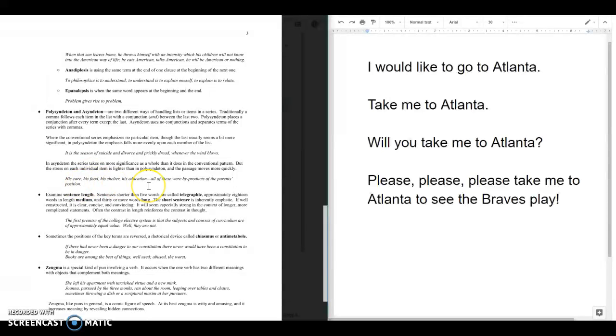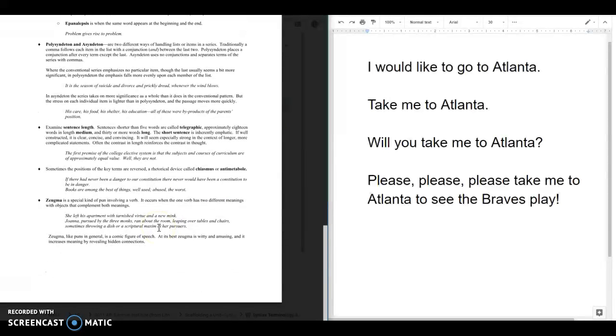Similarly, asyndeton breaks the usual pattern as well, and it moves your passage along quickly without using those usual conjunctions. An example here, his care, his food, his shelter, his education, all of these were byproducts of the parent's position. Instead of having the word "and," there is just a comma, so we totally skip over the conjunction.